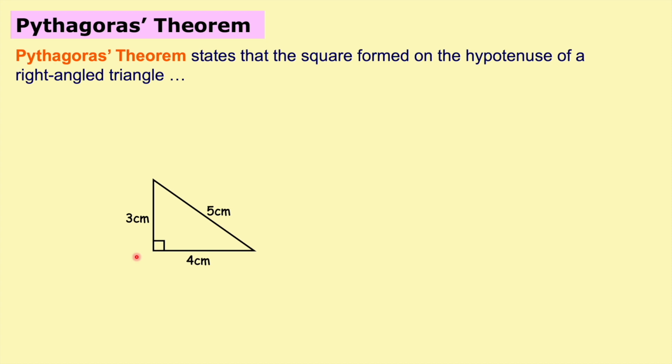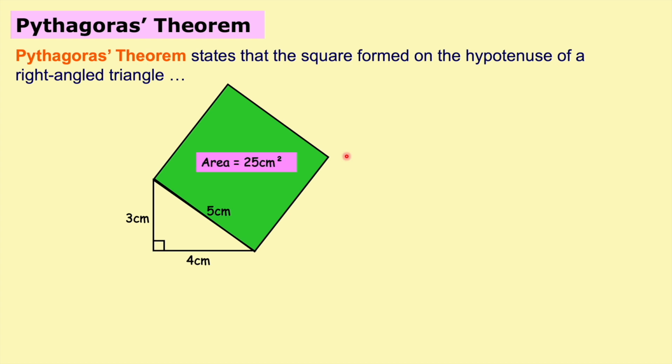And it states that the square formed on the hypotenuse of a right angle triangle, and by square formed I mean if this side here, and this is what we call the hypotenuse, it is the longest side, if I form a square there, so this is 5 centimetres, and I'm going to form a square, so 5 times 5 will give me an area of 25 square centimetres. Also, just to add, you don't need to copy any of this down right now. I'm just going through the background of the theorem. So here we've got 25 square centimetres.